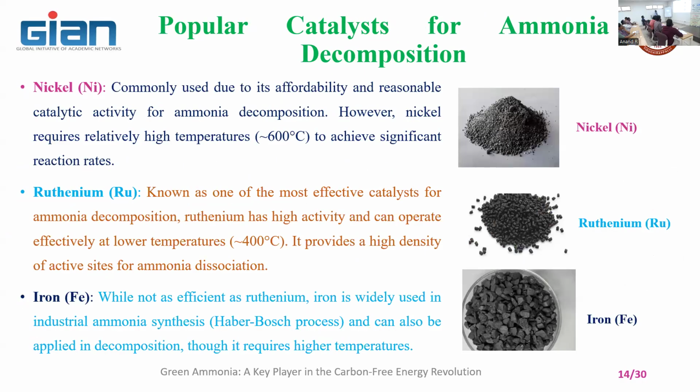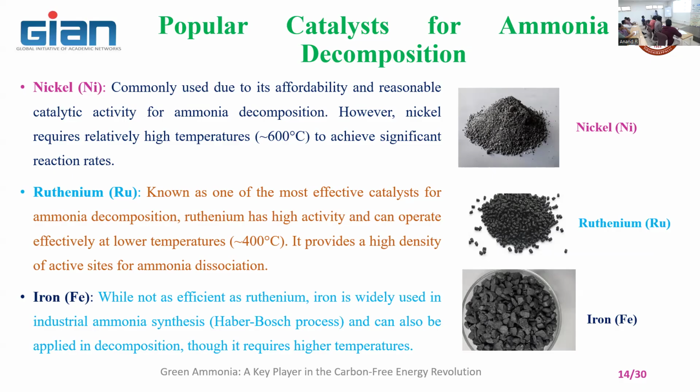So they are using different types of catalysts. A few we have listed: nickel, ruthenium, and iron, to minimize the activation energy so that you can do the dissociation process at minimum temperature. They go for nickel due to its affordability and reasonable catalytic activity for ammonia decomposition. Nickel requires about 600 degrees centigrade for adsorption, decomposition, recombination, as well as desorption. So you need 600 degrees centigrade.